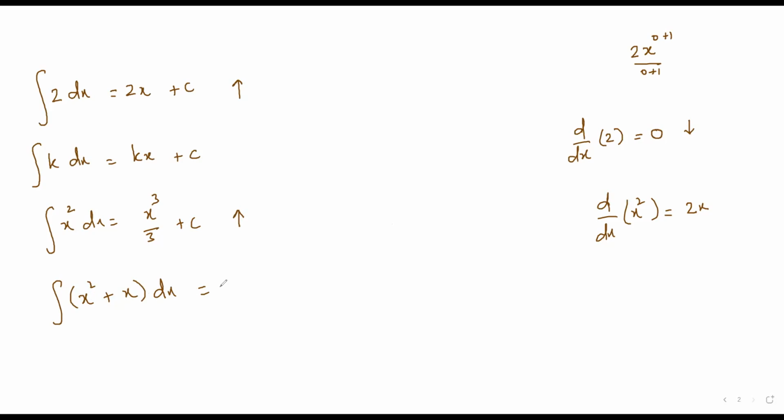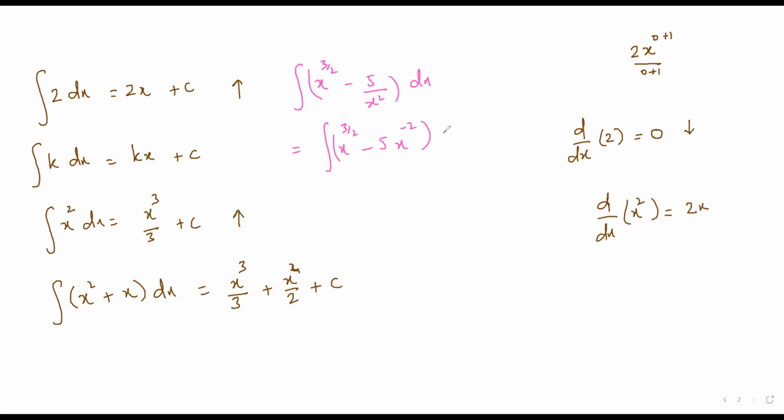So the integral of x squared would be x cubed over 3, and the integral of x is going to be x squared over 2 and then plus c. Okay, now suppose you have to integrate x raised to power 3 over 2 minus 5 over x squared. First of all, you will be writing it as x raised to power 3 over 2 minus 5x to the power minus 2.